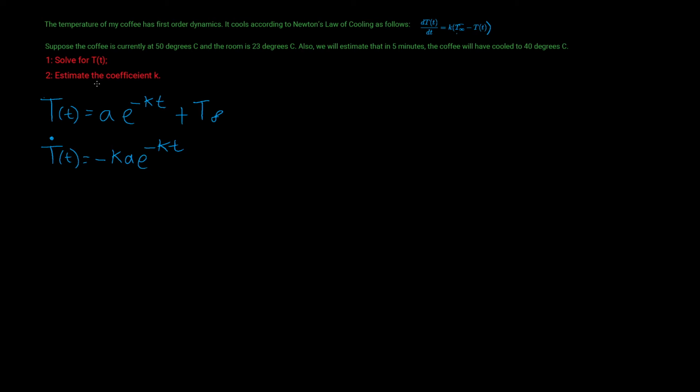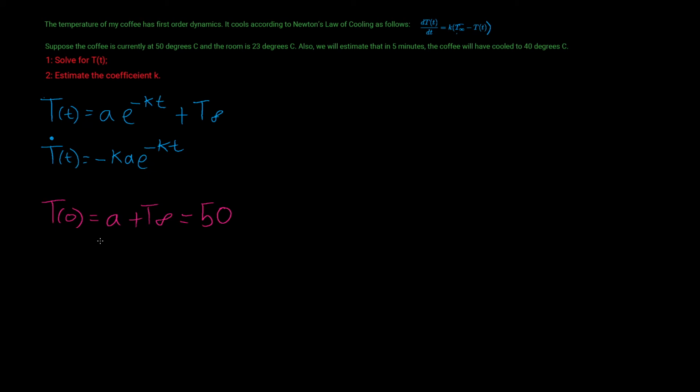Okay, and now for part 2, estimating the coefficients, this is all about using the information that we were given in our problem description. So I think the first thing we should try and figure out is what this A term is. The most useful bit of information for that is the first bit, which says the temperature of the coffee is currently 50 degrees Celsius. That tells us that at time 0, if we change this t to a 0, this exponential term e to the power of 0 is 1, so we get A plus T infinity is equal to 50.